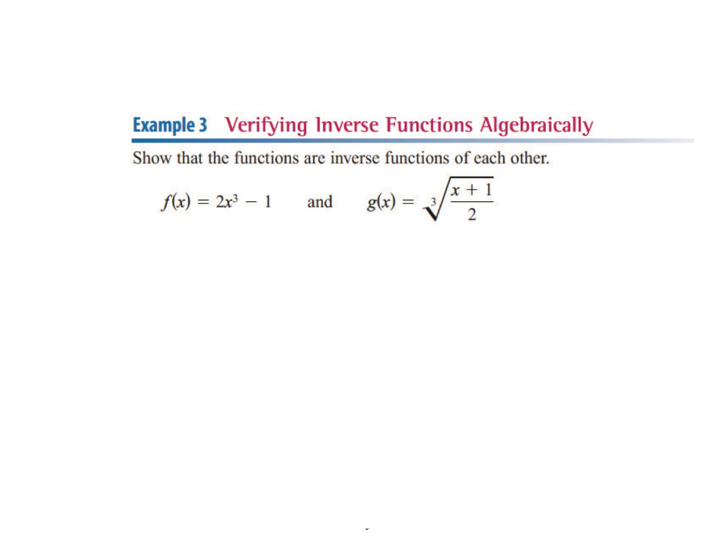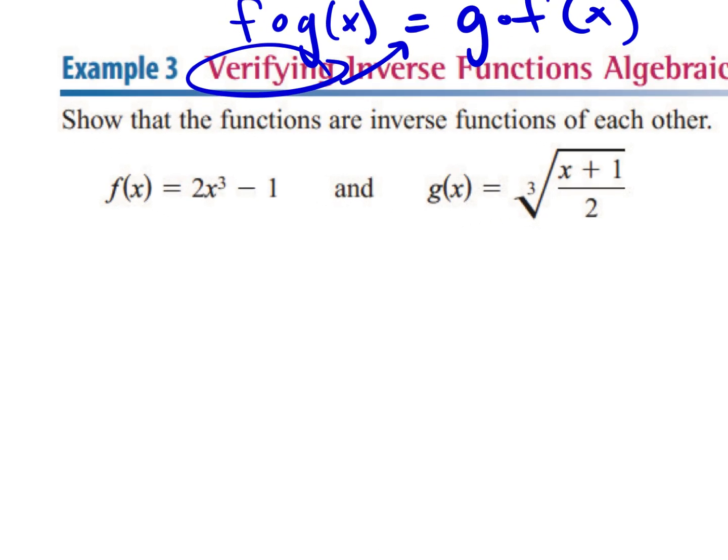So when we verify inverses, we have to make sure that f of g of x is the same thing as g of f of x. So when we verify, we need f of g to be equal to g of f. So f of x is equal to 2x to the third power minus 1, and g of x is equal to the cubed root of x plus 1 divided by 2.